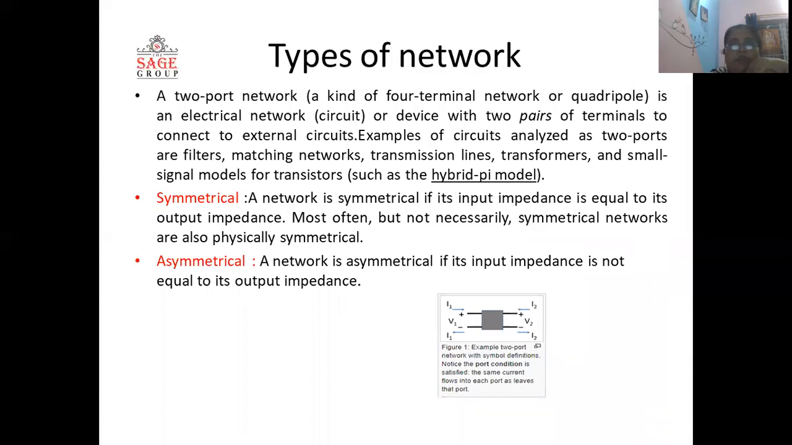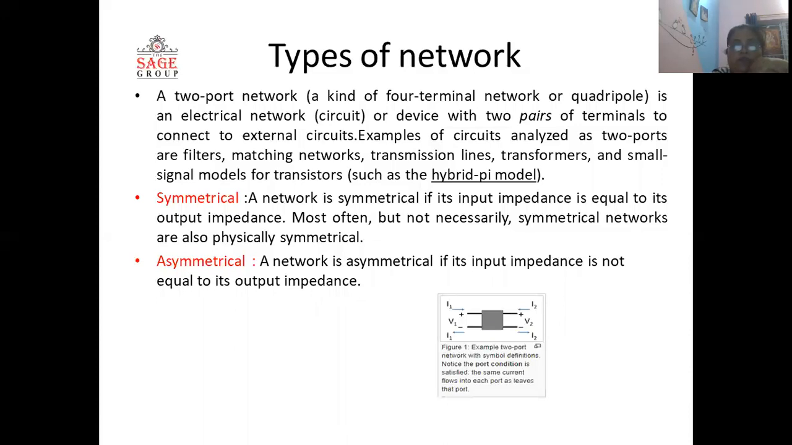Then types of network. A two-port network is a kind of four-terminal network or quadrupole. It is an electrical network or circuit or device with two pairs of terminals to connect to external circuits. Examples of circuits analyzed as two ports are filters, matching networks, transmission lines, transformers, and small signal models for transistors, such as the hybrid pi model.